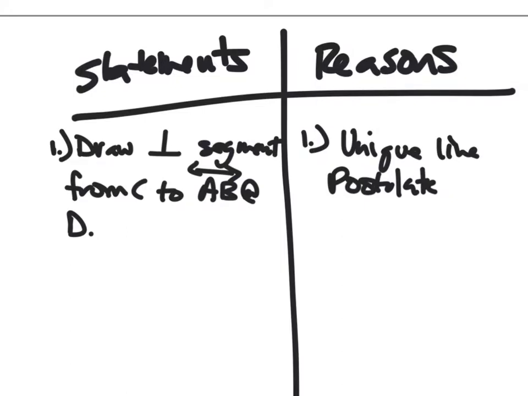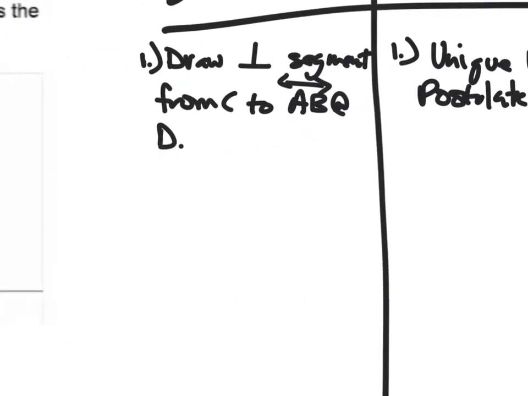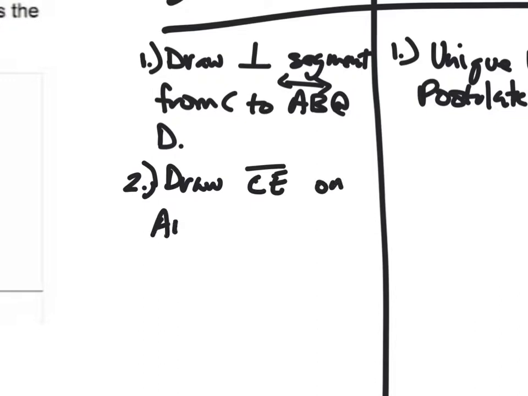Now what I can do is come over here, and since I've drawn that point, I'm going to draw another line, and we'll call that point E. If I draw that other line CE here, I want to compare CE to CD. So in step 2, I say draw line CE, that's on line AB.